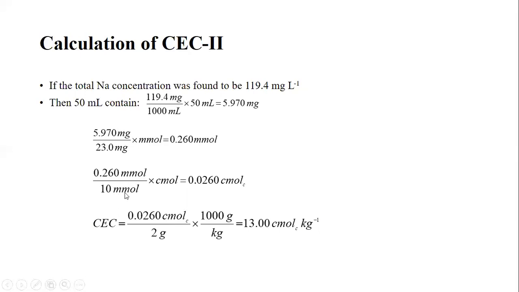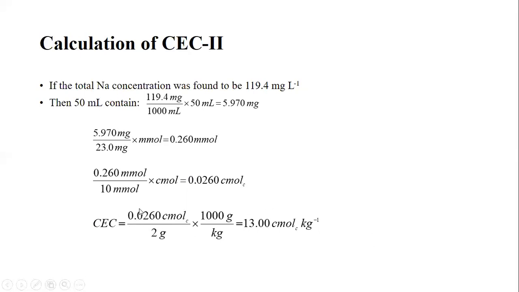So we want to change 0.260 millimole. We know that a centimole is 10 millimoles, so we divide by 10 to give us 0.0260 centimole. A centimole is larger than a millimole. Remember, centi is 1/100 and milli is 1/1000, so we change it to centimole by dividing by 10. Now we have the correct unit, centimole of charge coming from sodium. But the mass: we started with 2 grams, and the correct unit is per kilogram of soil.